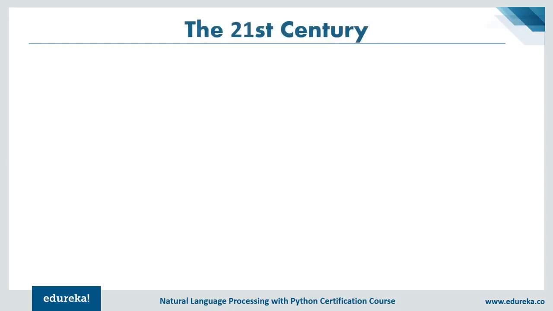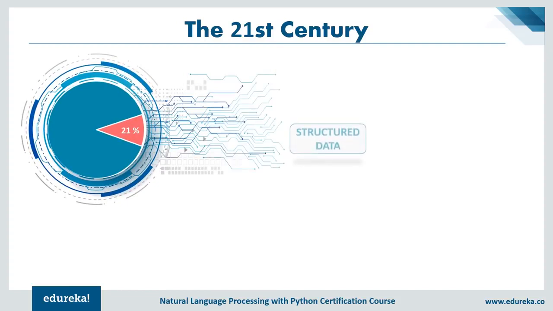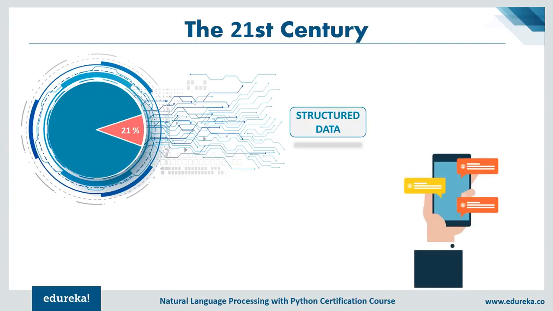Now coming to today's world, that is the 21st century, according to the industry estimates, only 21% of the available data is present in the structured format. Data is being generated as we speak, as we tweet, as we send messages on WhatsApp, Facebook, Instagram, or through text messages. And the majority of this data exists in the textual form, which is highly unstructured in nature. Now, in order to produce significant and actionable insights from the text data, it is important to get acquainted with the techniques of text analysis.